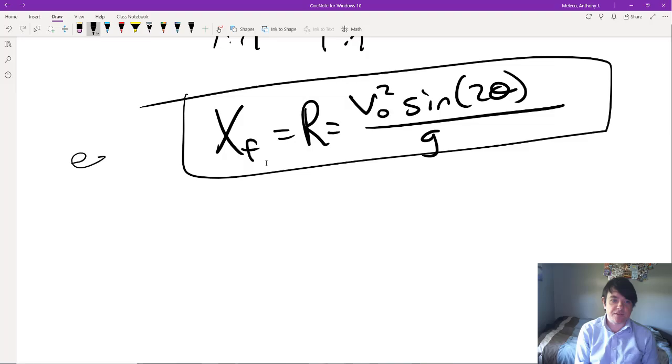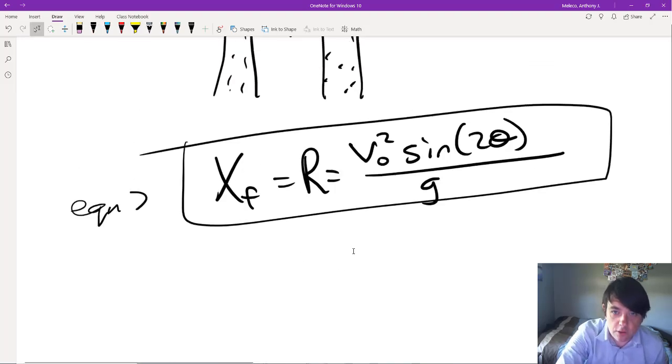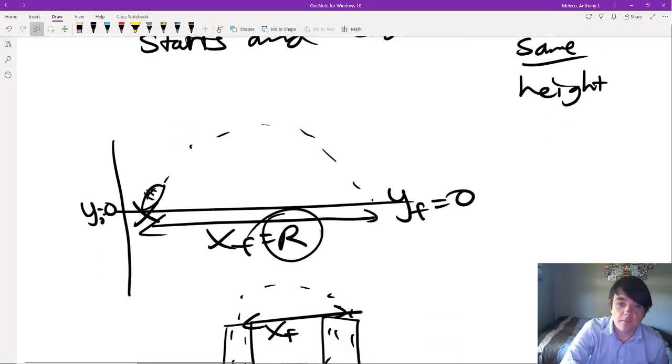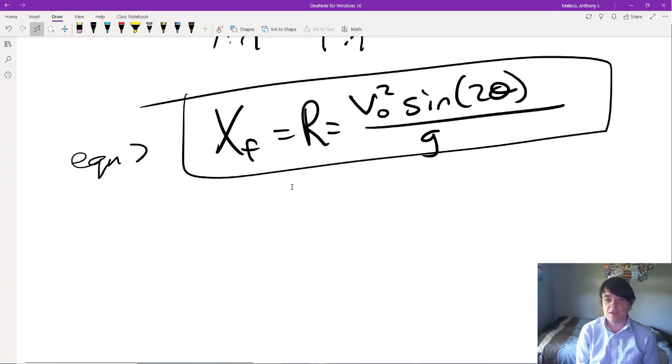So this is equation 7. Okay, you need to know, or at least write down or work with, these 7 equations. So 1, 2, 3, 4, 5, 6, 7. Okay, and this one's a special case, can only be used for same height.